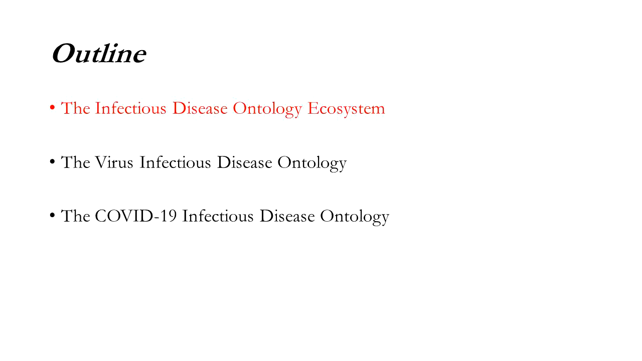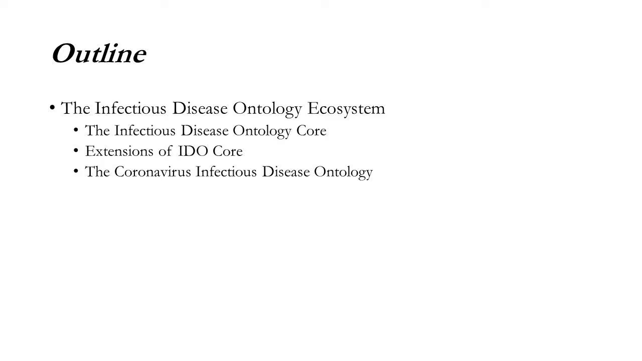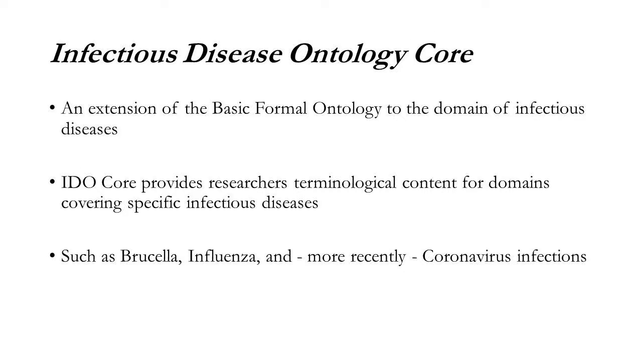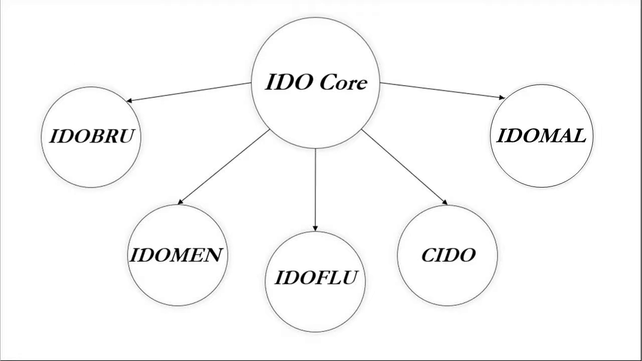All right, starting here, I'm going to talk a bit about the infectious disease ontology itself, as well as extensions, and then make clear the connection to the coronavirus infectious disease ontology. So, IDO Core is an extension of basic formal ontology to infectious diseases. It provides researchers terminological content, as you can see, for domains covering specific infectious diseases like brucella, influenza, and more recently coronavirus infections. The arrows there pointing from IDO Core indicate that it is an extension. So IDO Brew, for instance, extends IDO Core, so does CIDO.